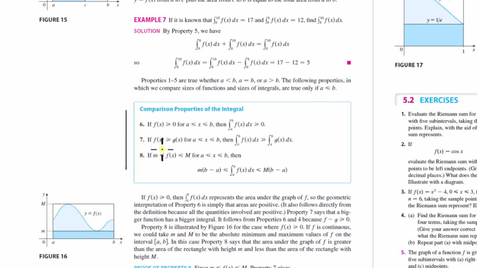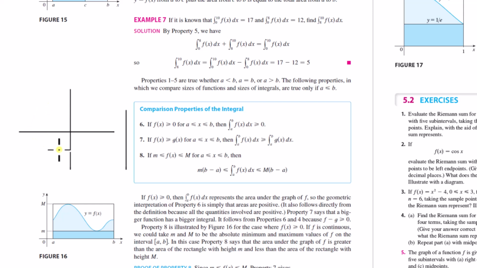All right, if f of x is greater than or equal to g of x for x in the interval from a to b, then the integral from a to b of f of x dx is greater than or equal to the integral from a to b of g of x dx. And this is kind of common sense too. If you have a function that's always greater than or equal to another function, even if one or both of those functions are negative, then the integral over that interval of the greater function is going to be larger. This is common sense based on what we understand about the definite integral.